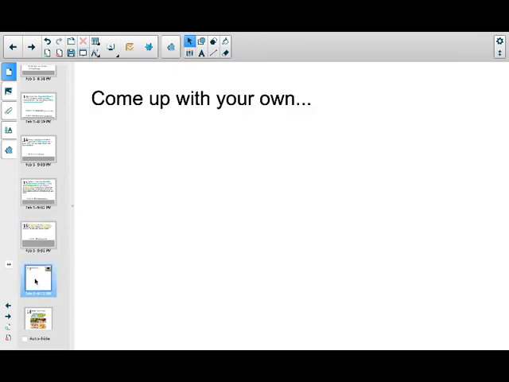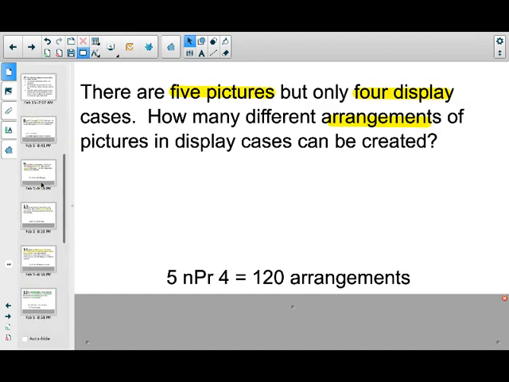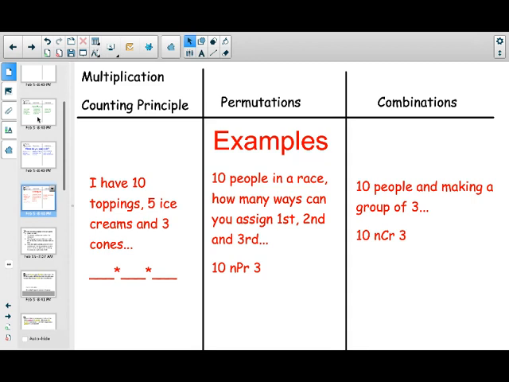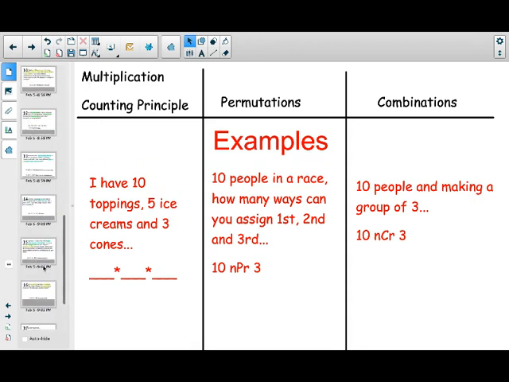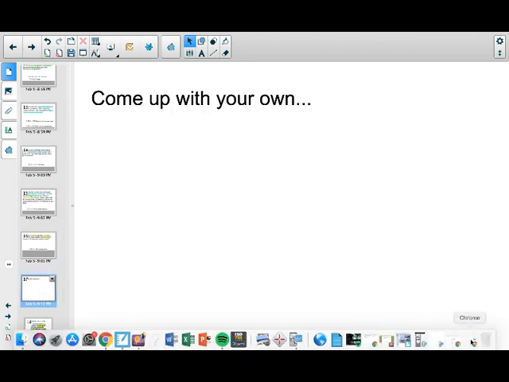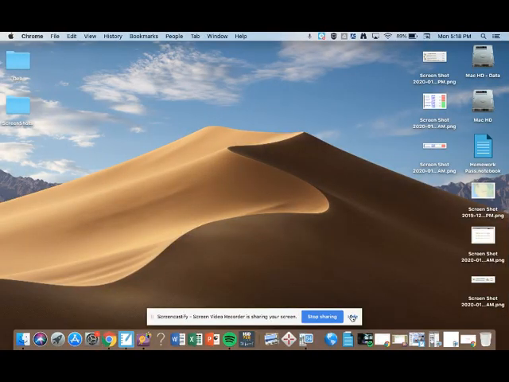So, a fun little thing: come up with your own. Write a similar word problem to something like this, whether it's an nPr one, an nCr one, or maybe a multiplication counting principle problem. Just have some fun with it, come up with one on your own. But that is it for today's lesson on 1.4.